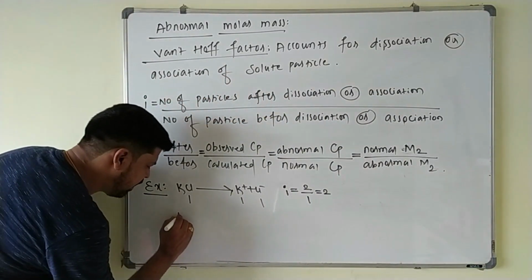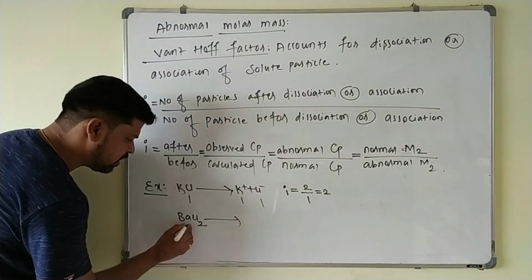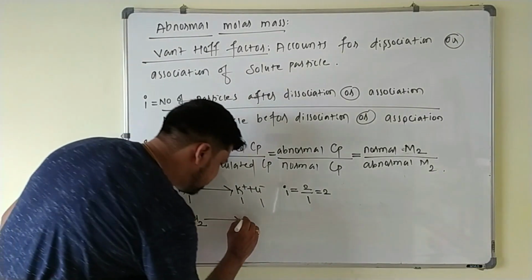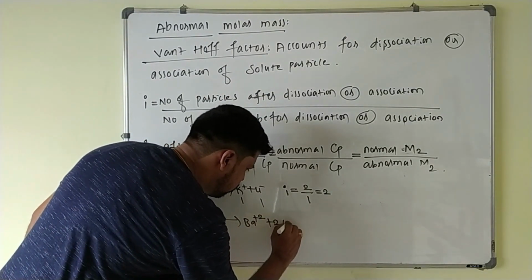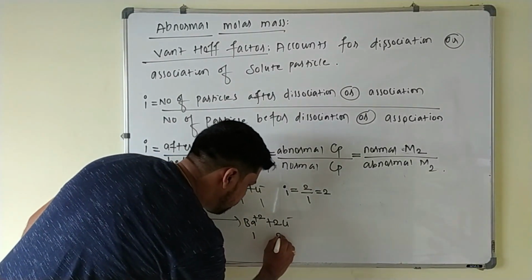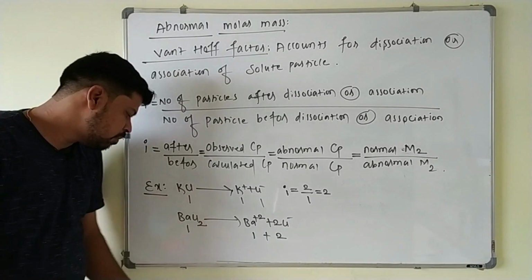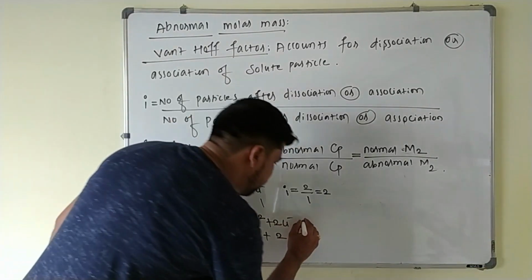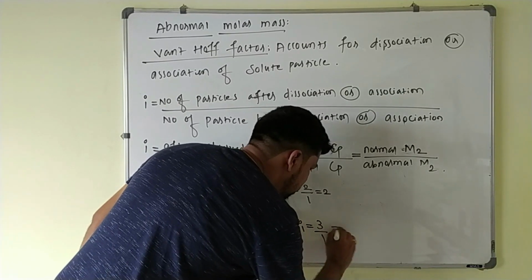Suppose I take barium chloride, BaCl2. Before dissociation it is only 1. After dissociation it produces 3 ions, that is one Ba 2 plus ion plus 2 times Cl minus ion. So after dissociation the number of particles becomes 1 plus 2, total 3. 3 particles after dissociation, before it is only 1. So the i value for this one is 3 divided by 1, which is 3 here.